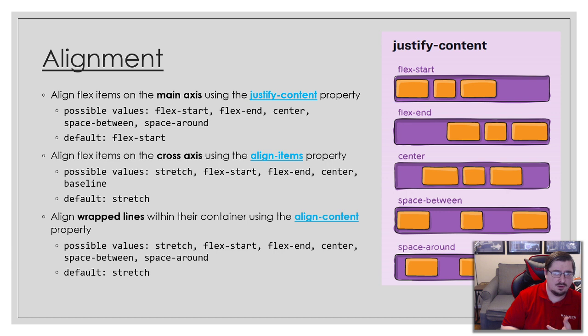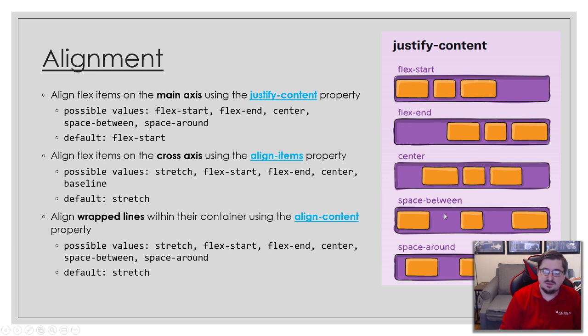Other properties for working with Flexbox include some of the alignment properties. If you want to align things on the main axis, you use the justify content property. There's a few different possible values for justify content, including flex start, which is the default, which means they'll be aligned to the start of the main axis. You can also say flex end to align them to the end of the main axis, or you can use center to put them all in the center, and then space between and space around as well.